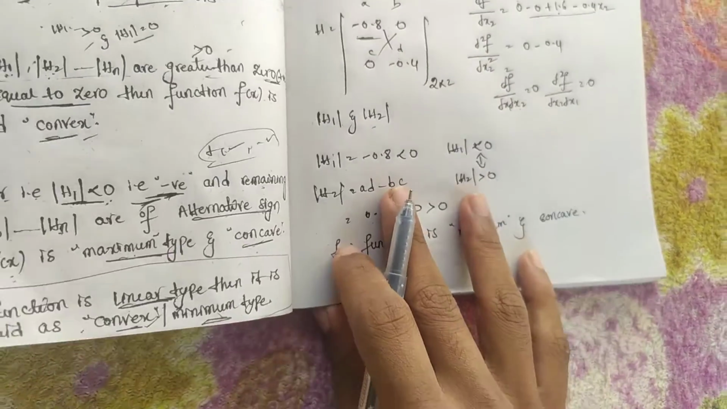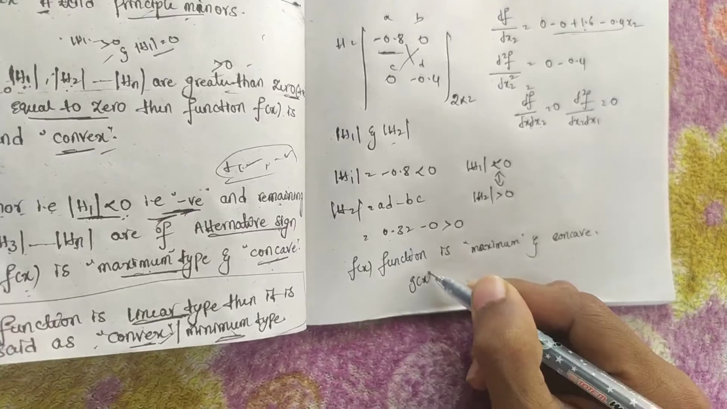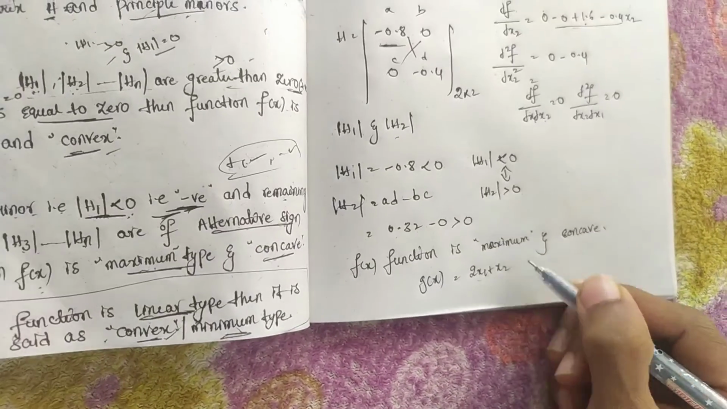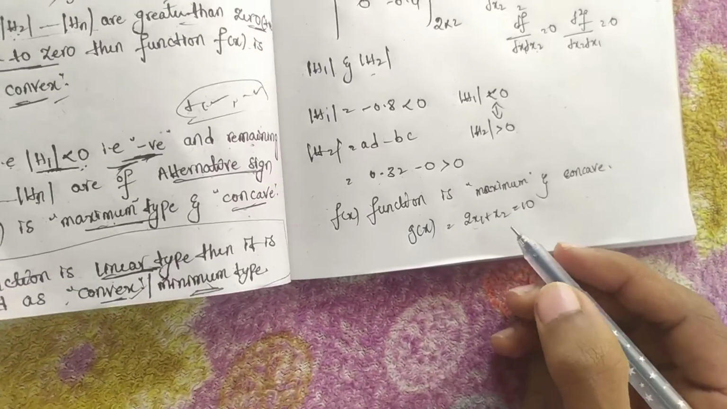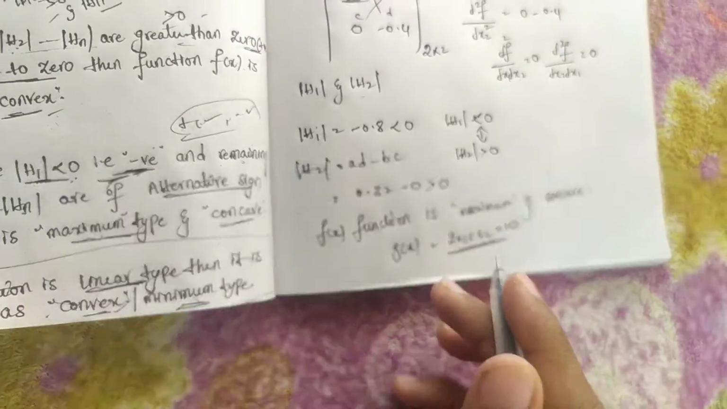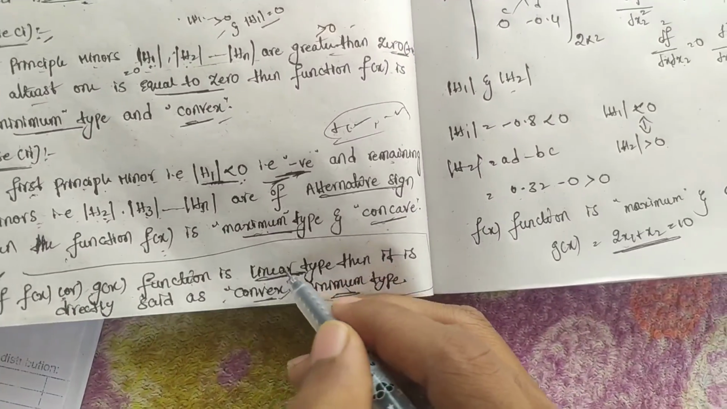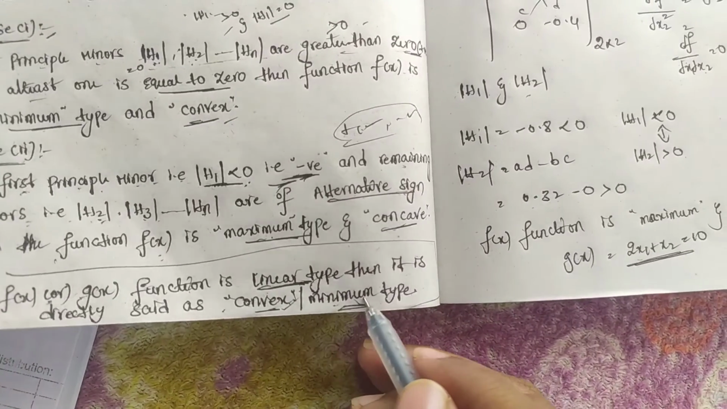Now we have to do the second one, that is g of x. G of x, what we have, 2x1 plus x2 equals 10. It is what we write in the note: if f of x or g of x function is linear type, then it is directly said as convex and minimum type.